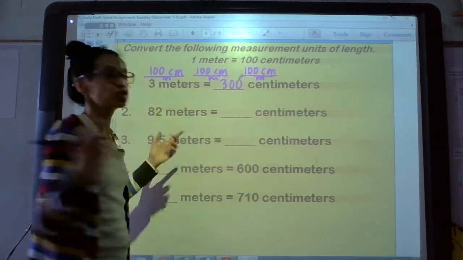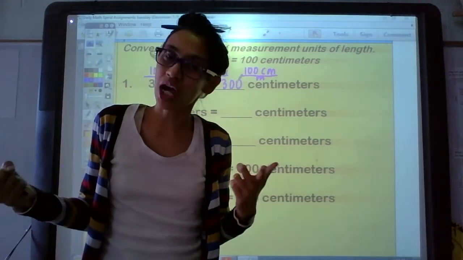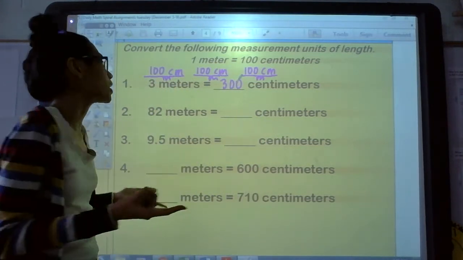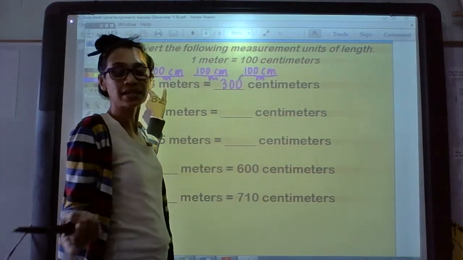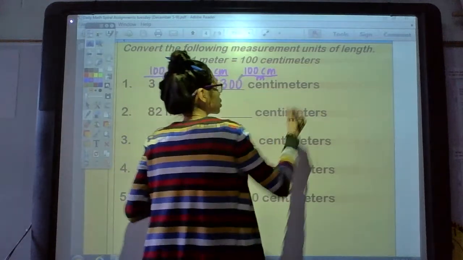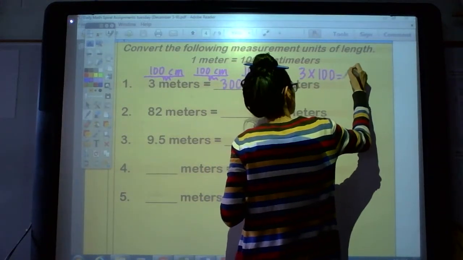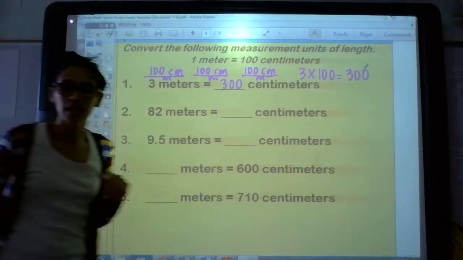Now, you can either use the strategy of drawing a picture, or you can actually use what operation? Adding or multiplying. What do we multiply? We would multiply 3 times 100. So let me write that here. 3 times 100 equals 300. Bam, right there. That was easy.